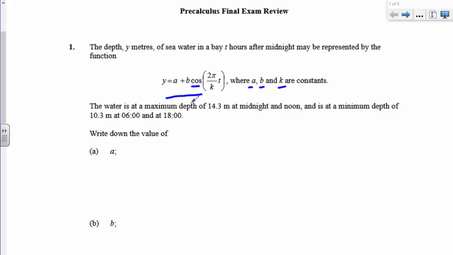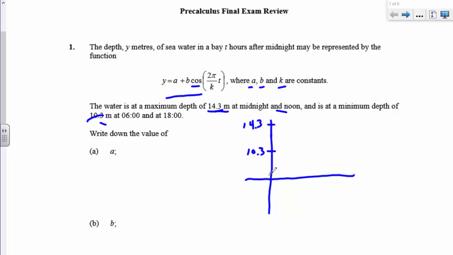The water is a maximum depth at 14.3 meters at midnight and at noon, and it is a minimum depth of 10.3 at 6 o'clock in 1800 hours. Alright, so I'm going to do a little sketch of the graph then. I know that we have a minimum depth here of 10.3, and I'm going to have a maximum depth up here of 14.3. I'm just getting this from here and from here, just reading this information.